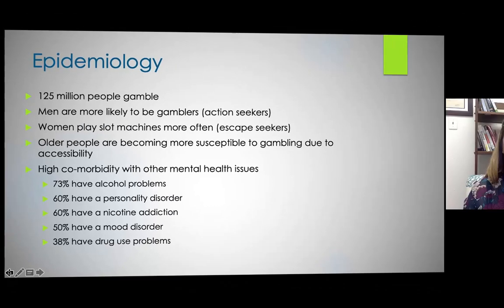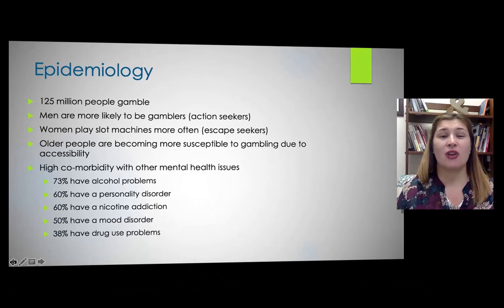So 73% of gambling addicts also struggle with alcohol problems. 60% also have a personality disorder. Another 60% also have a nicotine addiction. 50% struggle with some kind of mood disorder like depression or anxiety, and 38% of them have drug use problems as well.